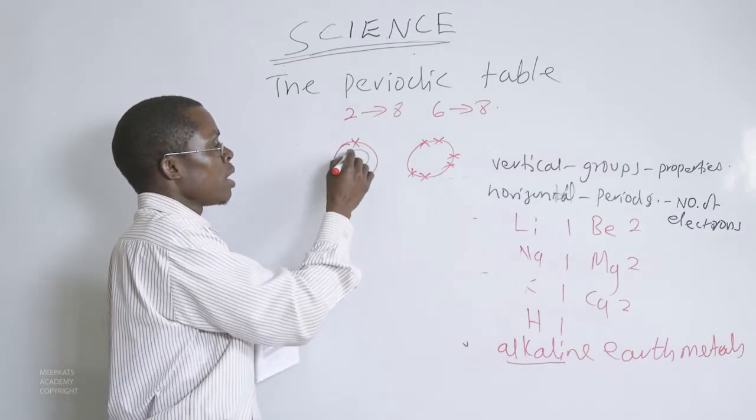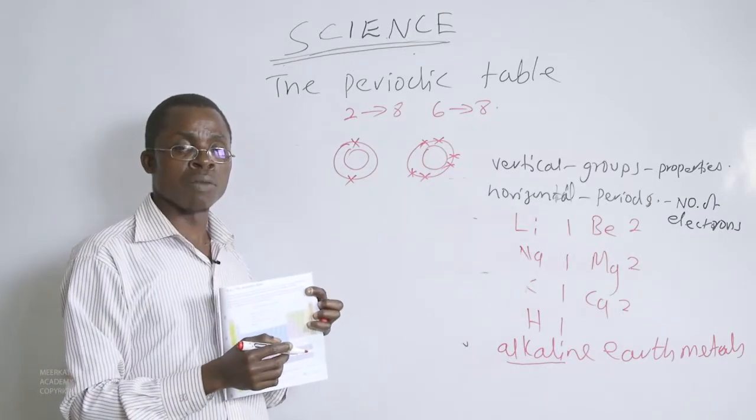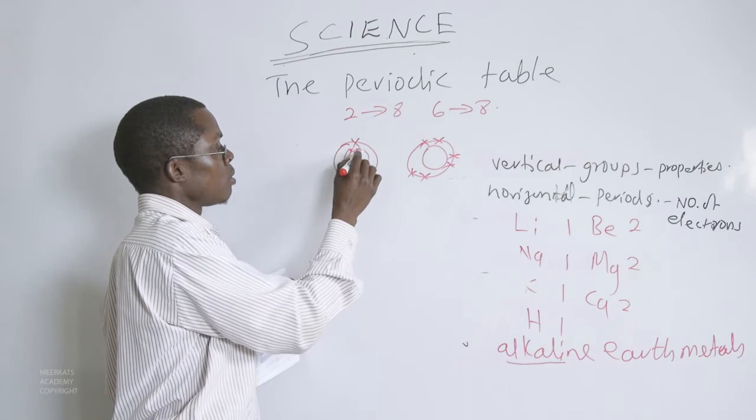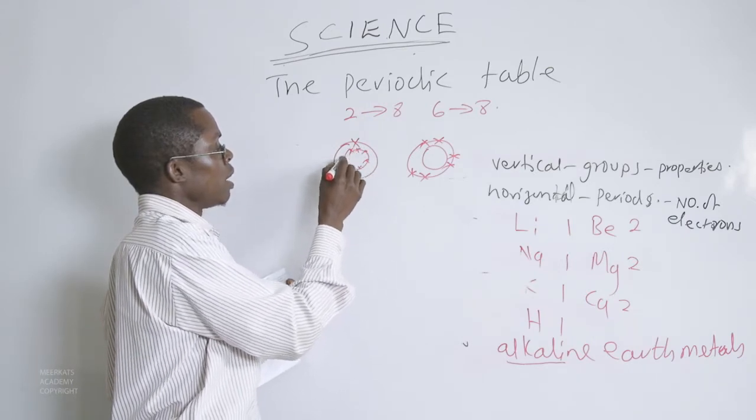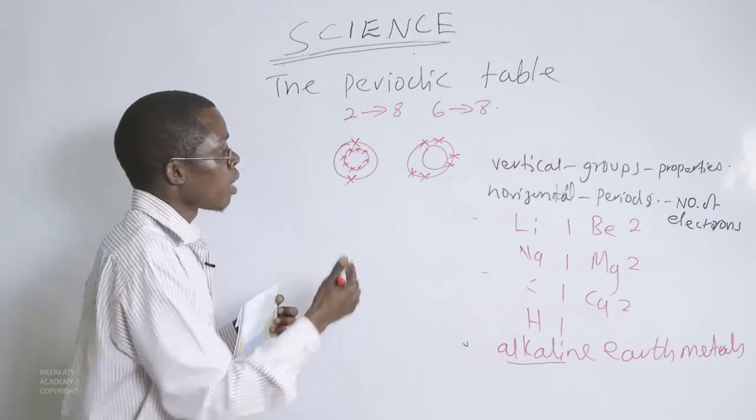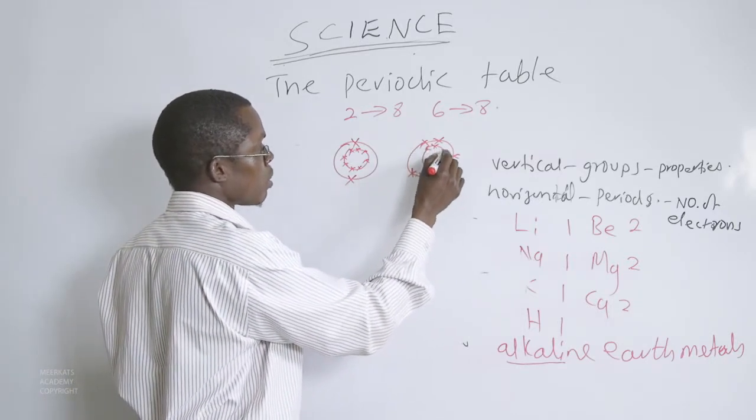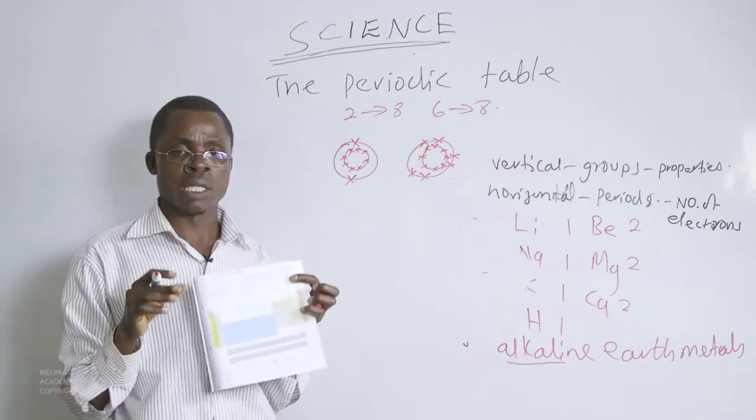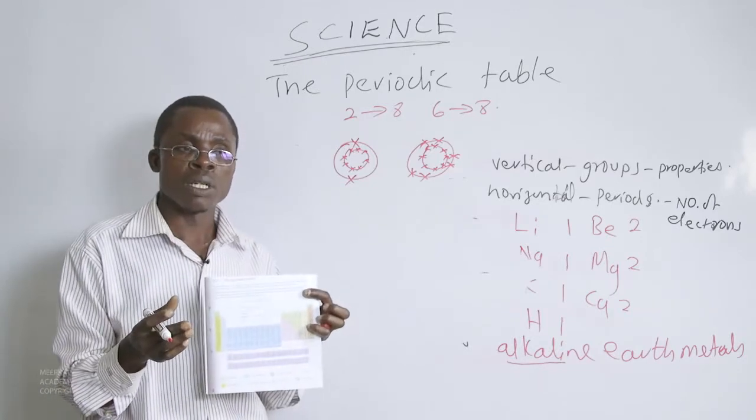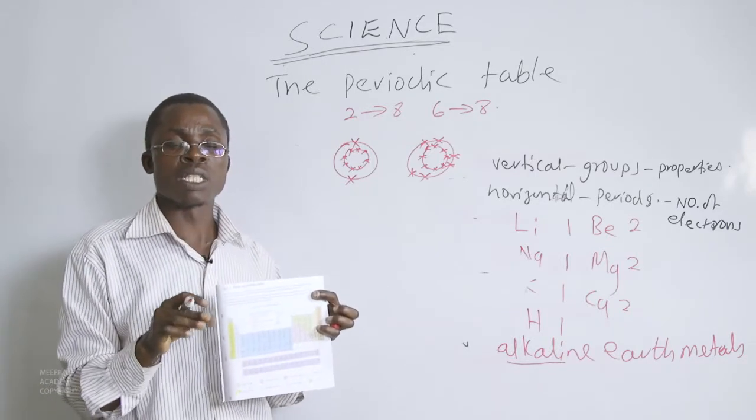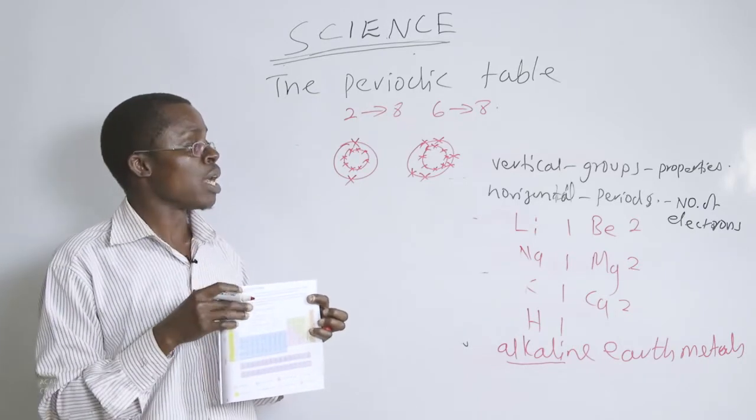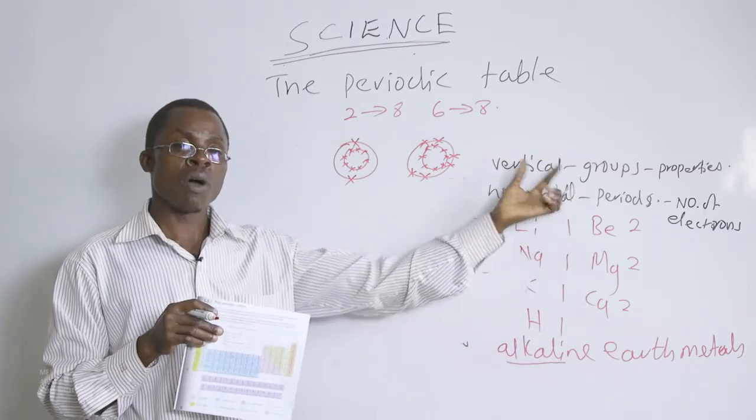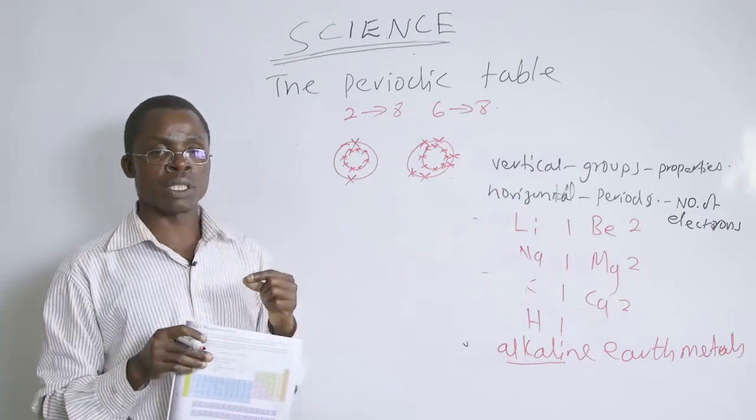So remember, these elements will also be having innermost energy levels, which might be having 8. Like now, in this case, 1, 2, 3, 4, 5, 6, 7, 8. The innermost is having 8. We can also have this one having 8. 1, 2, 3, 4, 5, 6, 7, 8. The innermost is also having 8. But we are not interested in the innermost. We are interested in the outermost. It is the one that is involved in chemical reaction, and is the one that is being used to categorize them into various chemical families, different chemical characteristics.